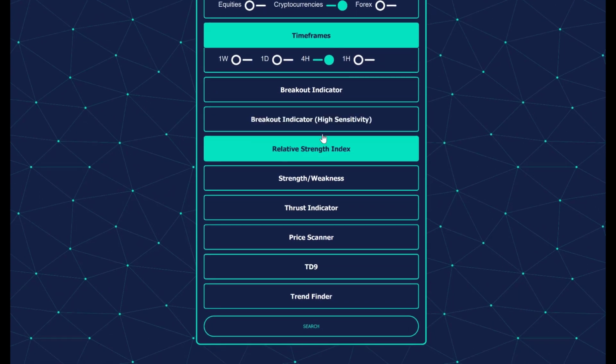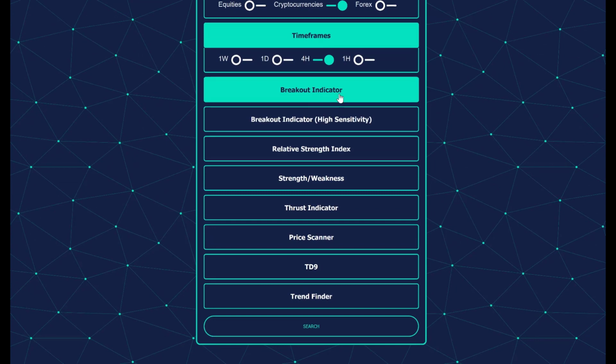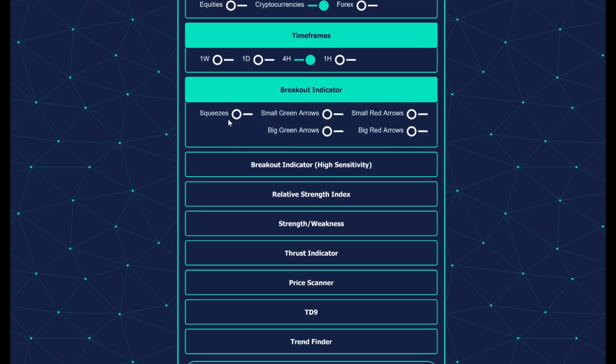Next, if we scroll down here, you can see all the different types of indicators and setups that it searches for. The first one on the list is our famous breakout indicator. This searches for volatility breakouts. If you click on it, you'll see that we have our squeezes, right? These are the orange shading areas on my charts that I always put up on Twitter.